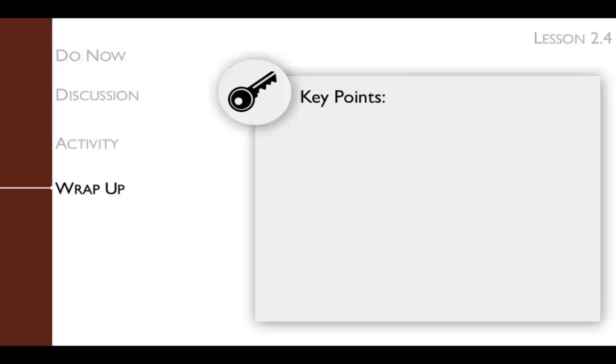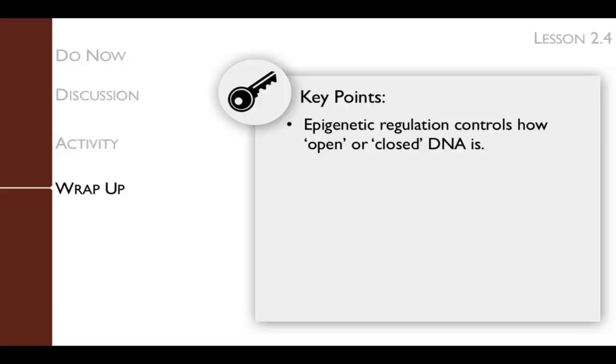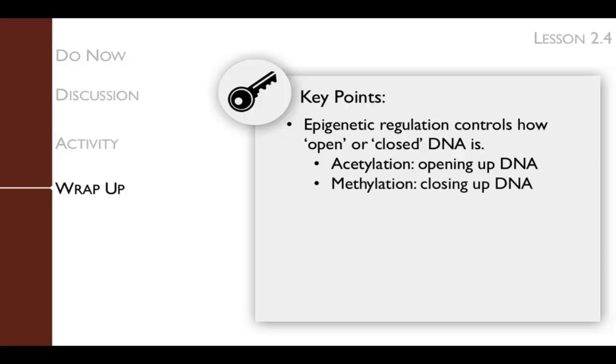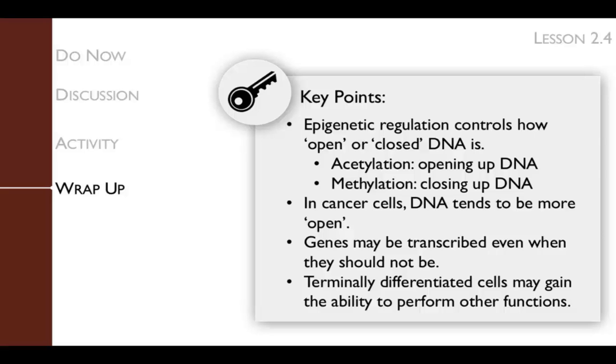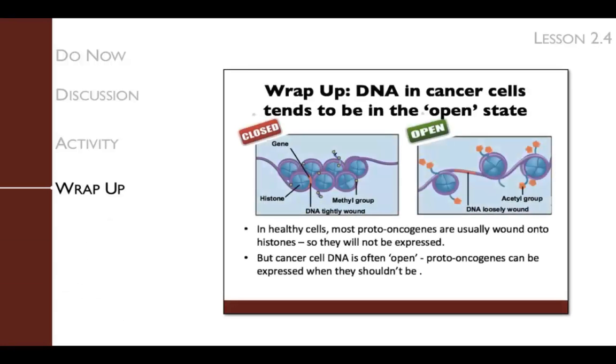The key points of the lesson's wrap-up are that epigenetic regulation controls how open or closed DNA is. Acetylation involves opening up DNA. Methylation involves closing up DNA. In cancer cells, DNA tends to be more open. Genes may be transcribed even when they should not be. And terminally differentiated cells may gain the ability to perform other functions. Whether or not a gene can be transcribed depends on its epigenetic state. Whether it will be transcribed depends on the transcription factors present.